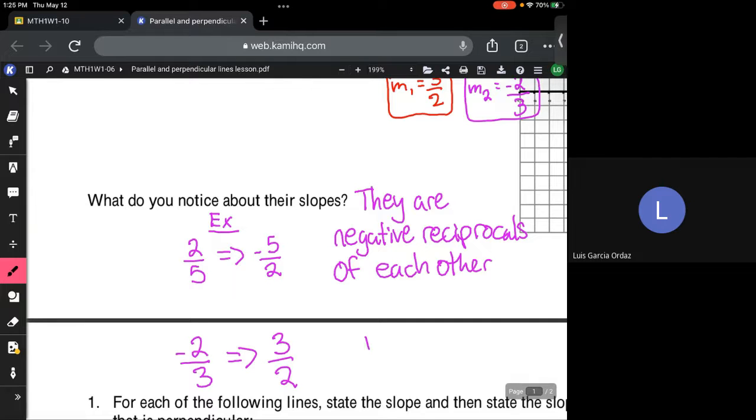Okay, 1 over 2. What's the negative reciprocal? Gian? It's negative 2. 9 over 2. What is my negative reciprocal? Austin? Perfect. Pretty easy. So just write those examples and then we'll move on to that chart at the end.